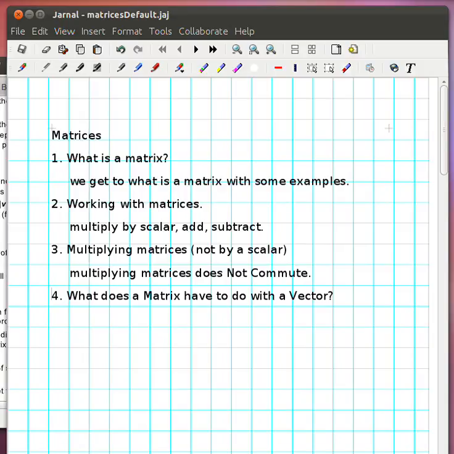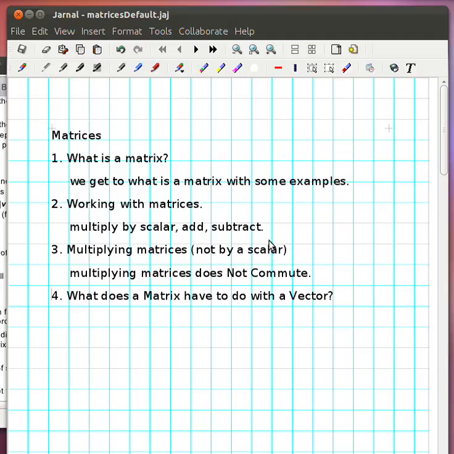Okay, so we're gonna continue working with matrices this time, and we're gonna see how a matrix relates to vectors that we were working on. Okay, so we're gonna start with what is a matrix. And we're gonna give some examples to lead up to understanding what a matrix is, and then we're gonna see how to work with matrices.